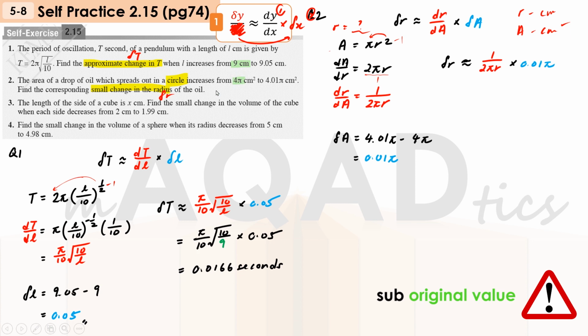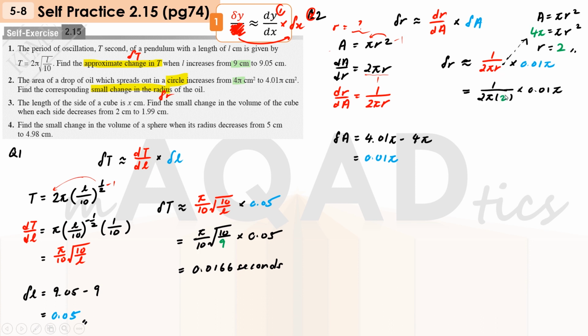And we know this A and r are related by this equation, A equals pi r squared. So we can use this equation to help us find the original value of r. You can refer here. As we know, A is equal to pi r squared. Then we substitute the A with the original value, which is 4 pi. By rearranging a bit, you'll get the original value of r, which is 2. Then I just substitute here, and I'll get my answer, 0.0025 cm.